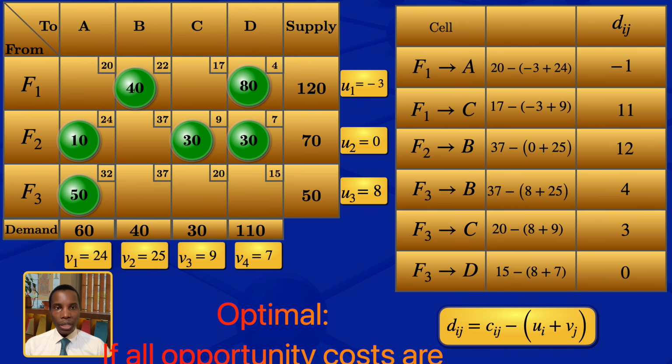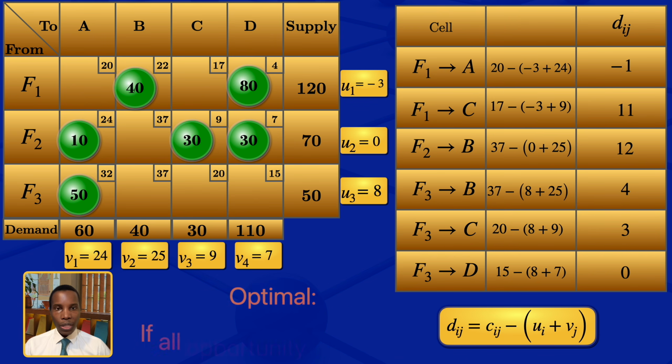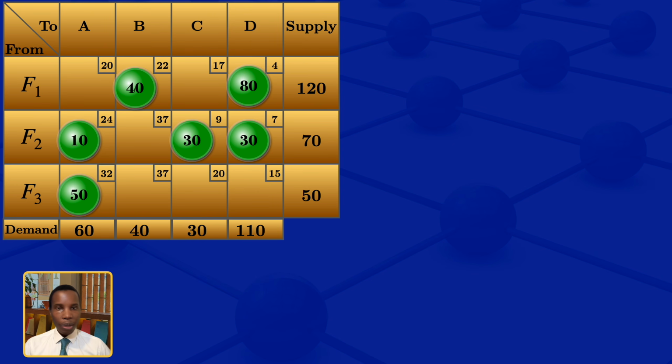Our solution is optimal if the opportunity costs are greater than or equal to 0. But in this case, we see that this cost here is negative, it is less than 0. So the solution there is not optimal. So if the solution is not optimal, then we go on to the next step.